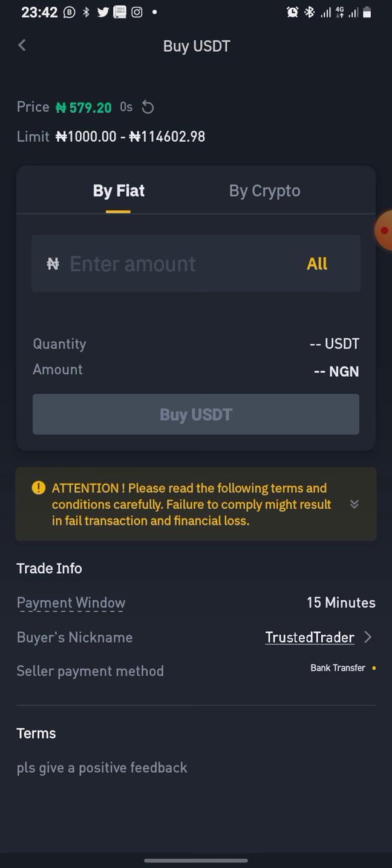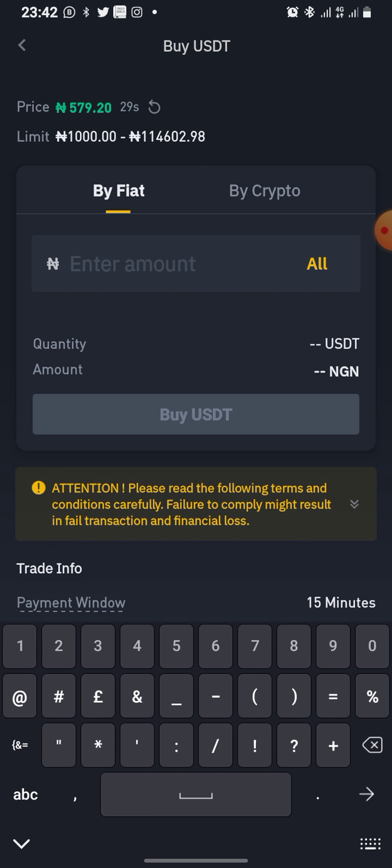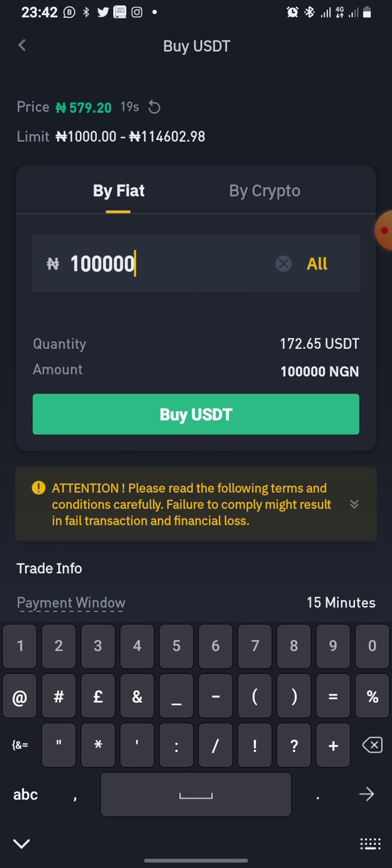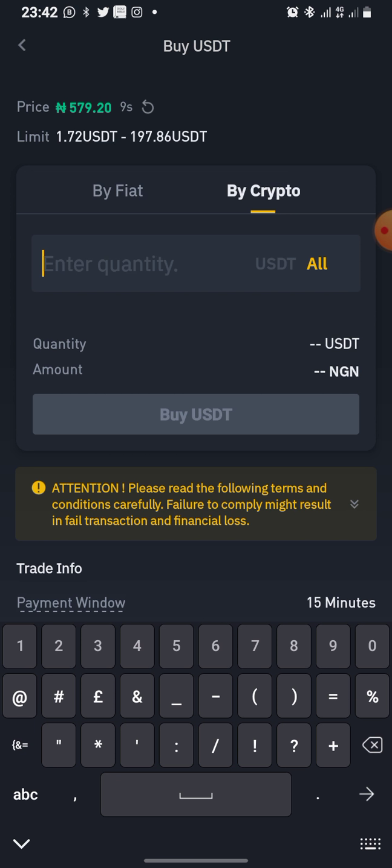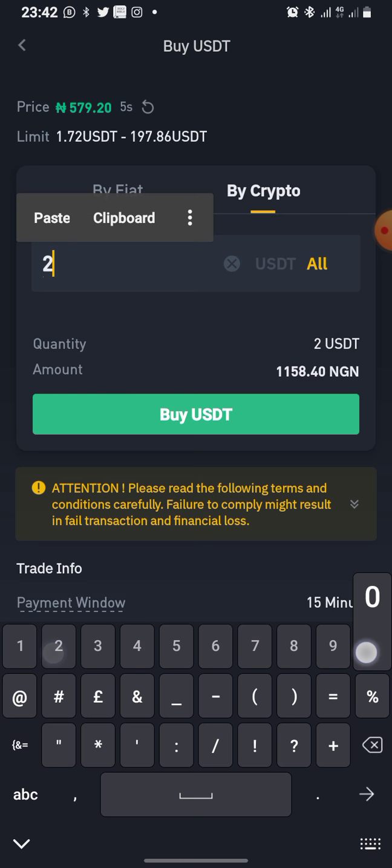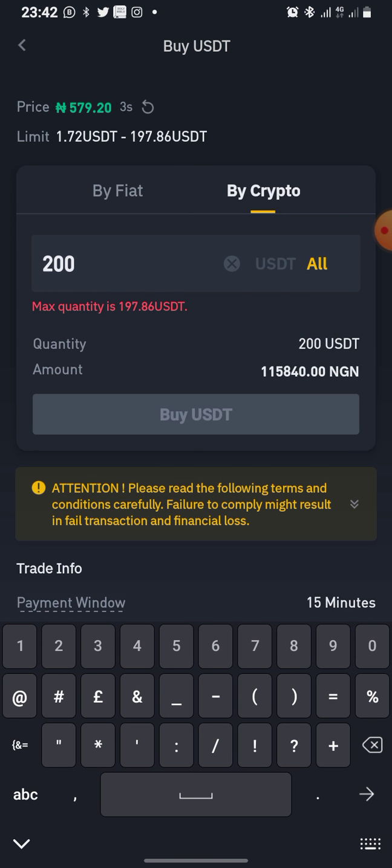So here, by fiat means if I want to put the amount of USDT I want to buy in naira. So let me say I put 100k. It's showing me that for 100k I'll be getting 172.65 USDT.